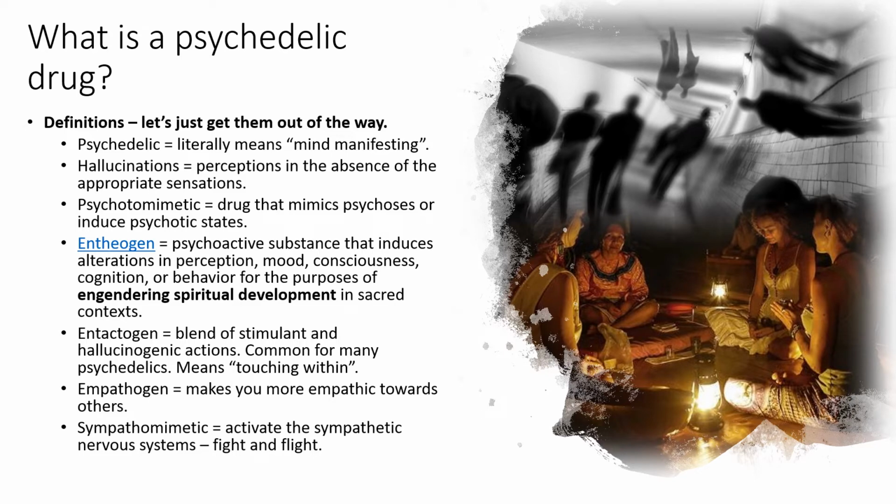There are many different types of psychedelic drugs, and some are sympathomimetic, some are empathogens, some are entactogens, some are entheogens, some are psychotomimetic, and most of them are some sort of combination of all of those. But it was good to get the definitions at least out of the way.